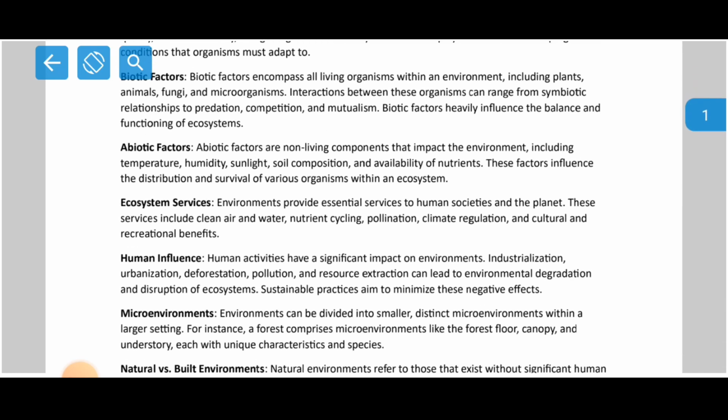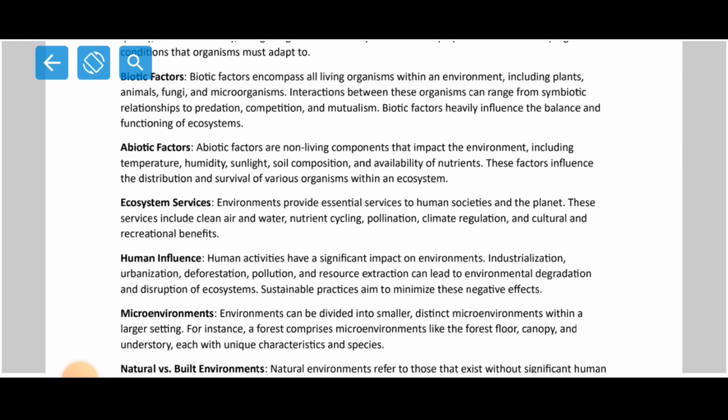Now we have abiotic factors. Let us see what we mean by abiotic factors. Abiotic factors are non-living components that impact the environment, including temperature, humidity, sunlight, soil composition and availability of nutrients. These factors influence the distribution and survival of various organisms within an ecosystem. The word itself says abiotic means non-living. So it includes all the non-living components like the sunlight, the soil, the humidity, the temperature, the light, the nutrients. All this comes under abiotic factors.